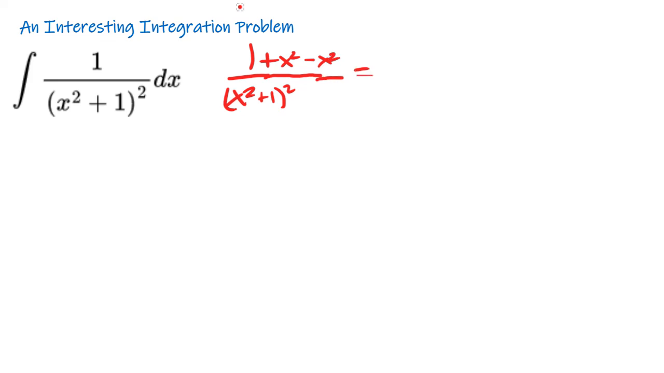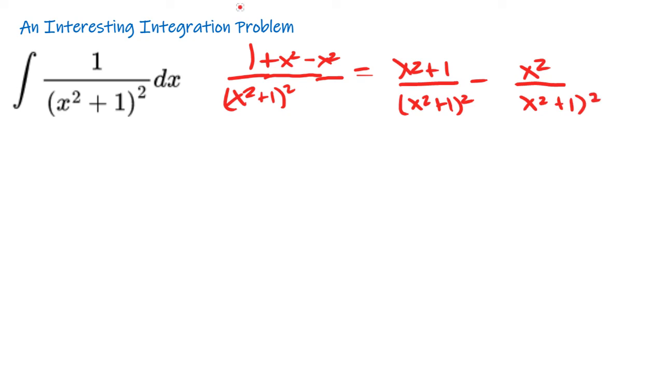It rewrites the expression as (x squared plus 1) divided by (x squared plus 1) squared, minus x squared divided by (x squared plus 1) squared. But then notice that this simplifies to 1 over x squared plus 1, and then minus x squared over (x squared plus 1) squared. Essentially, we can just rewrite this as the following.